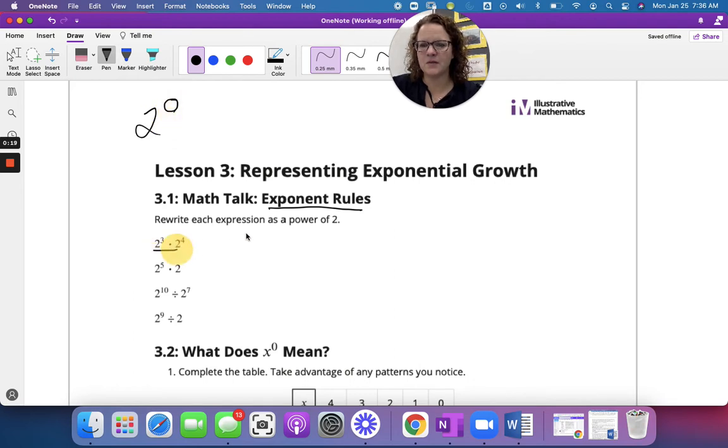When I'm multiplying, I add my exponents. So 3 plus 4 is 7. Here I'm multiplying, so I add my exponents. 5 plus 1 is 6. When there isn't a power written there, you assume it's a 1. Now when I'm dividing, I subtract my exponents. That'd be 2 to the 10 minus 7, which is 2 to the third power. And then here's a 1. I'm dividing, so I subtract my exponents again. 9 minus 1 is 2 to the 8th.